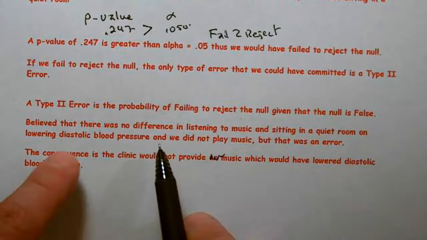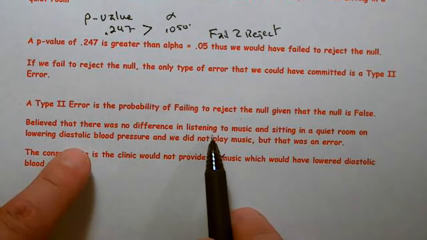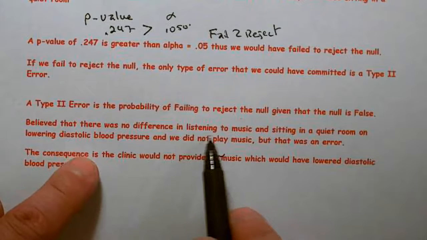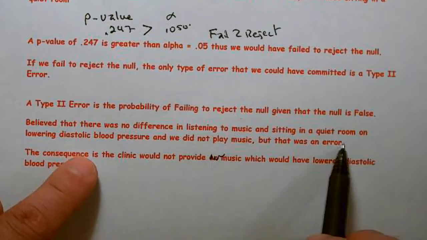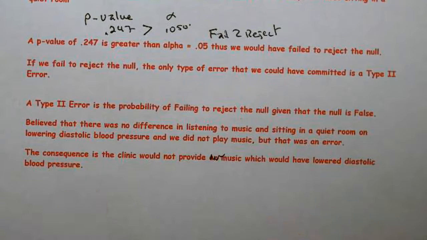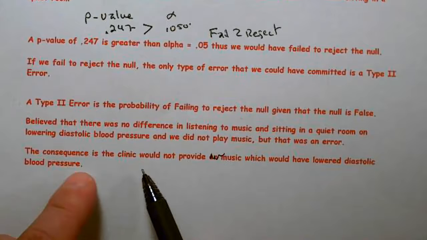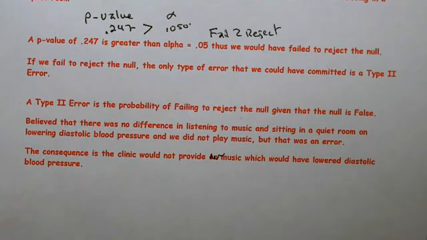All right. So we believe that there was no difference. So we believe the null that there was no difference in listening to music and sitting in a quiet room, or listening in a quiet room had equal effects on lowering blood pressure, but that was an error. And the consequence is the clinic would not provide music which would have lowered diastolic blood pressure. All right. So basically, the patients missed out on an effective treatment of listening to music, if in fact that was the case. All right, that closes that video.